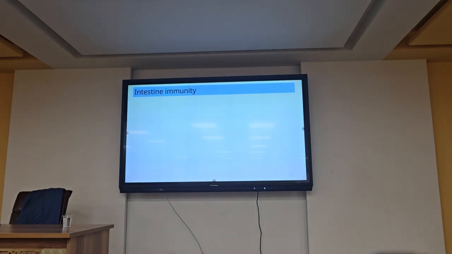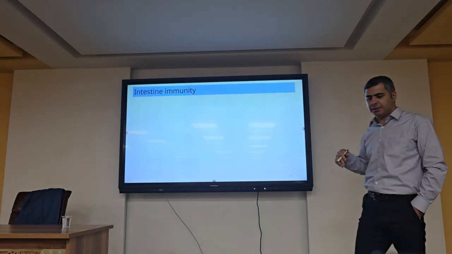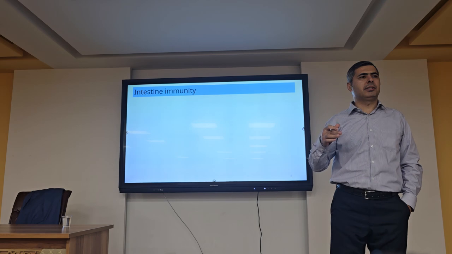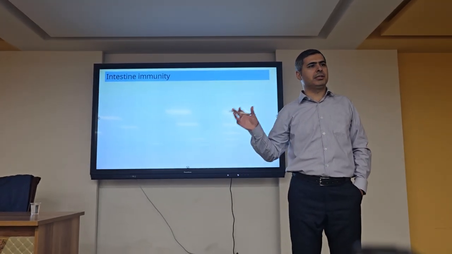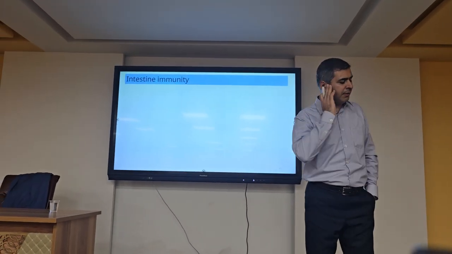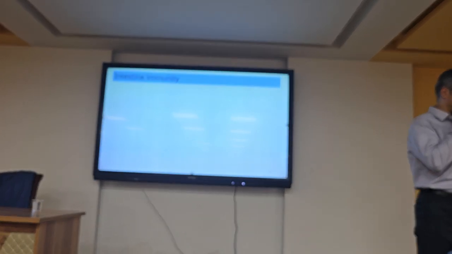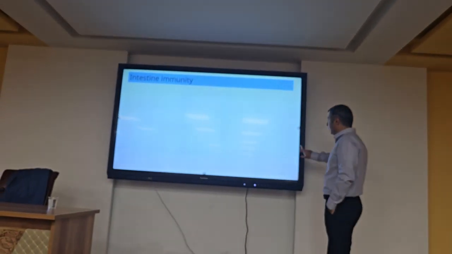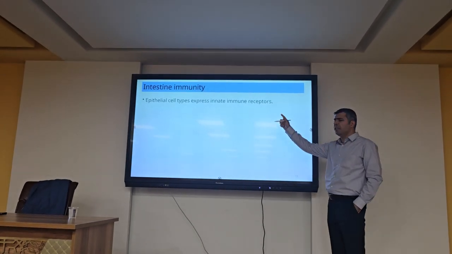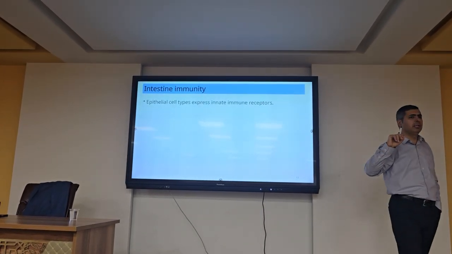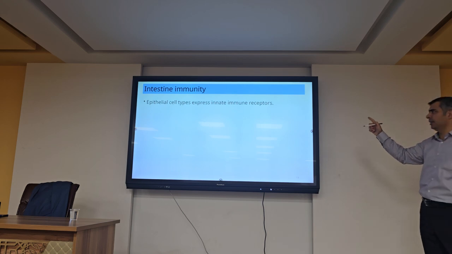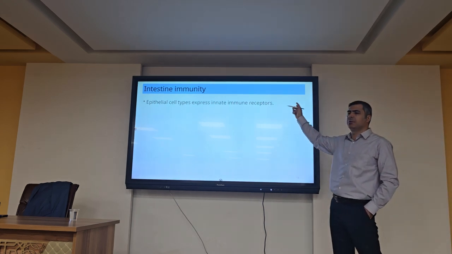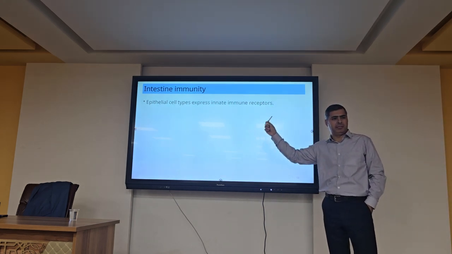Okay, I'll talk about the immune system in the gastrointestinal tract, but there are similarities between the mucosal surface and skin. If we have time, I'll talk about immune response in the skin as well. There is a very important concept about the epithelial barriers. It's the same for all barriers. It's not only for the intestinal barrier.